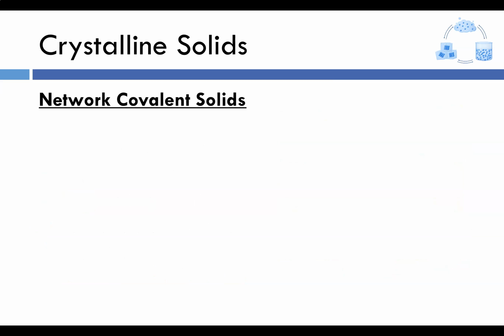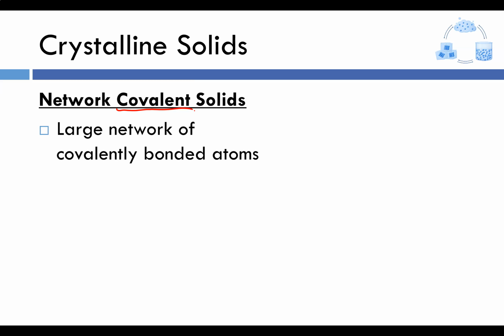All right, up next we've got network covalent solids. What type of bond must be present between the atoms in a network covalent solid? Yeah, covalent. These are going to be large networks of covalently bonded atoms. These are fairly rare. We don't usually see these big, expansive networks of atoms that are bonded together covalently. Really common for ionics, rather rare for covalents.